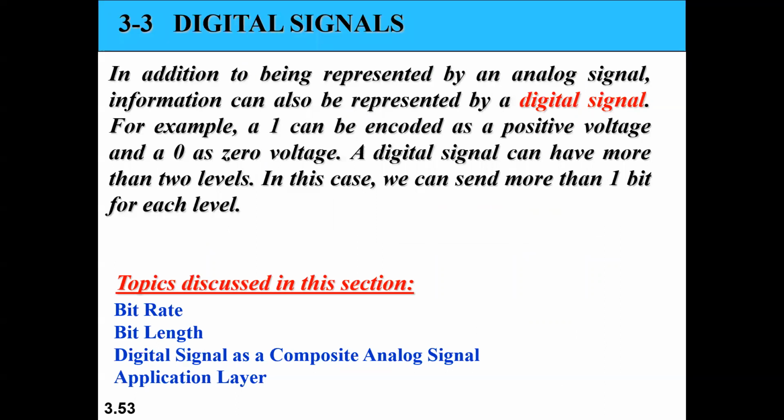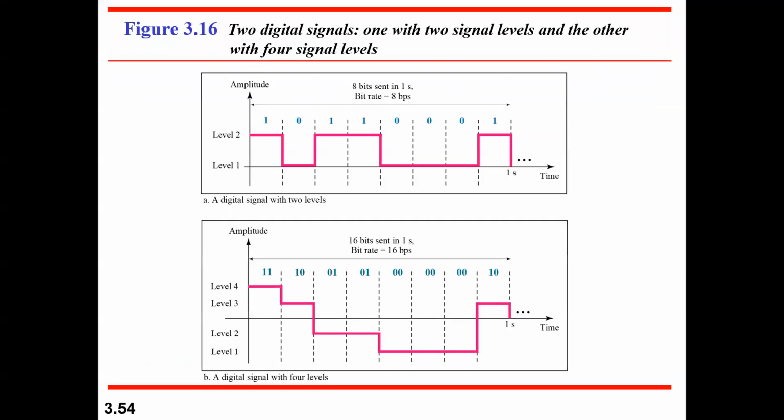It says in addition to being represented by an analog signal, information can also be represented by a digital signal. So for example, a 1 can be encoded as a positive voltage and 0 as a 0 voltage. A digital signal can have more than 2 levels, and in this case we can send more than 1 bit for each level. Given this diagram here, these are 2 digital signals, one with 2 signal levels, the other with 4 signal levels.